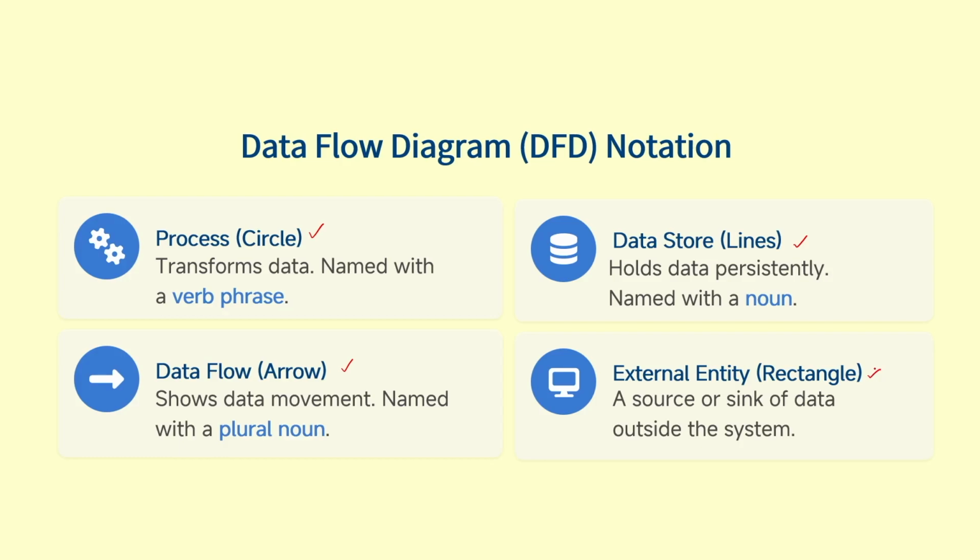Okay. So the process is trying to transform the data and it is normally named with a verb phrase, and data flow shows the movement, how the data is moved from one process to another. It is named as a plural noun, and a data store is storing the data persistently, somewhere it has to be stored, and it is named as a noun. An external entity is represented as a rectangle, either a source or sink. So here we have an example.